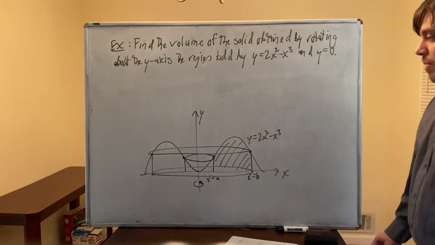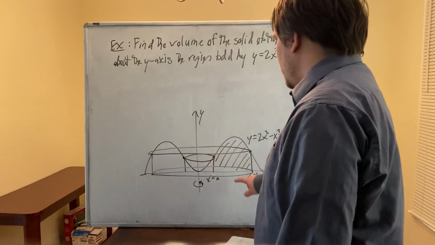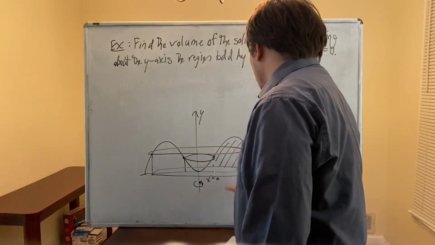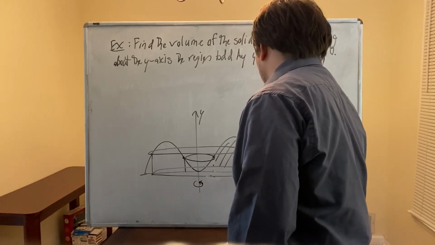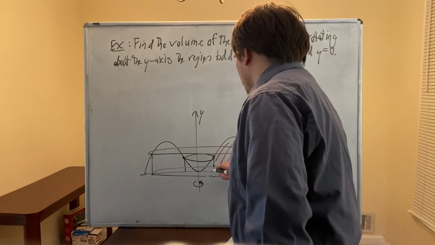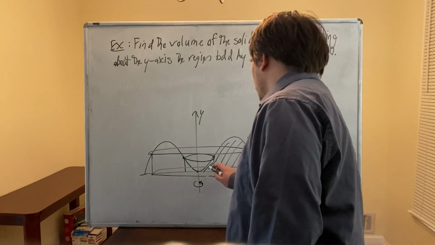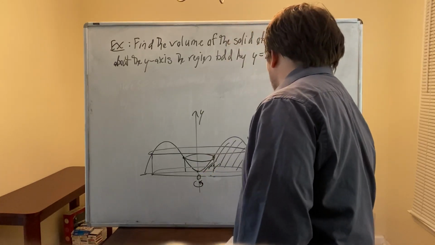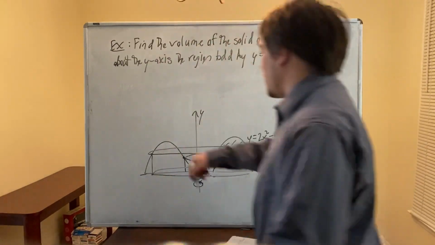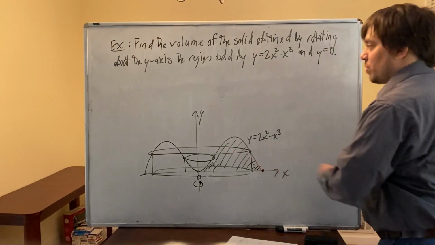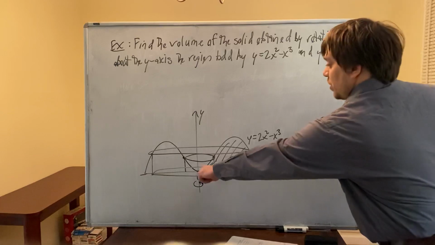In this example, I illustrated it bounded between x equals a and x equals b, but here we're going to take the entire region below the curve. I'll keep the pictures of those cylindrical shells, but we're going from 0 to this point, and rotating the whole thing around. So we get this entire rotated region, not just up to here but all the way up to there, bounded by y equals 2x squared minus x cubed and y equals 0.